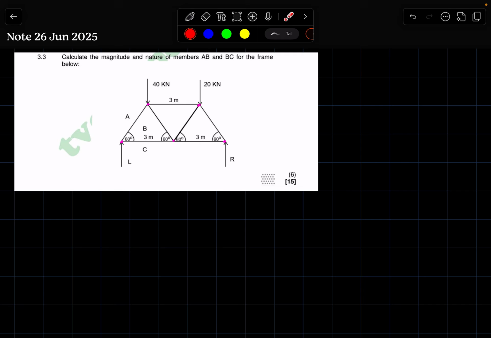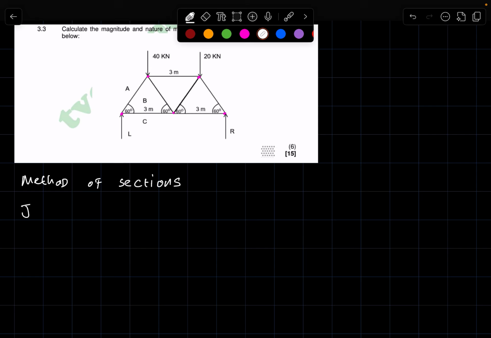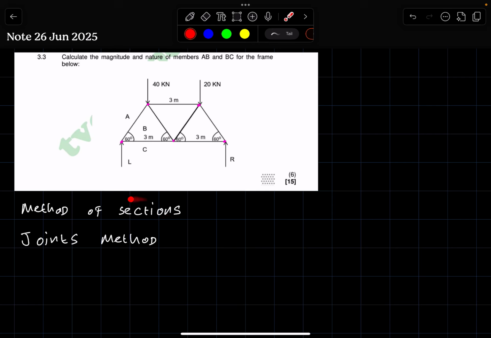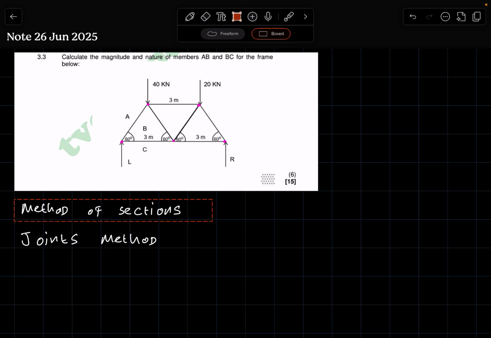One is known as the method of sections, and the other one is known as the joints method. Now, this one perhaps you will get to use in strength of materials when you look at frameworks in strength of materials N5. I do not make use of this one.